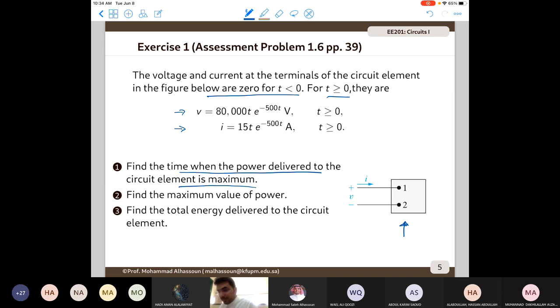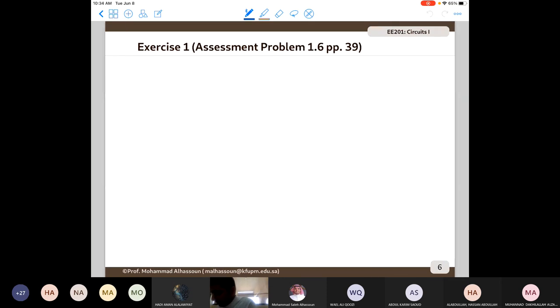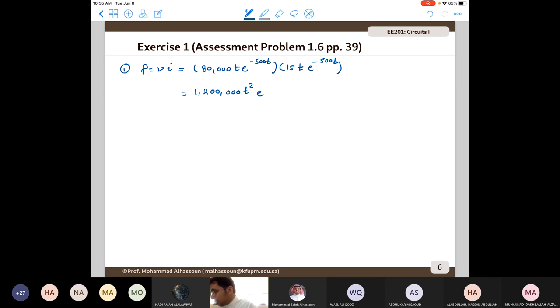Let's start with first finding the expression for the power. Power is the voltage multiplied by the current. So P equals V multiplied by I. V is 80,000 t minus 500 t multiplied by I, which is 15 t e to the power negative 500 t. If I take the product, it's something like this, t squared, and the unit is watts.